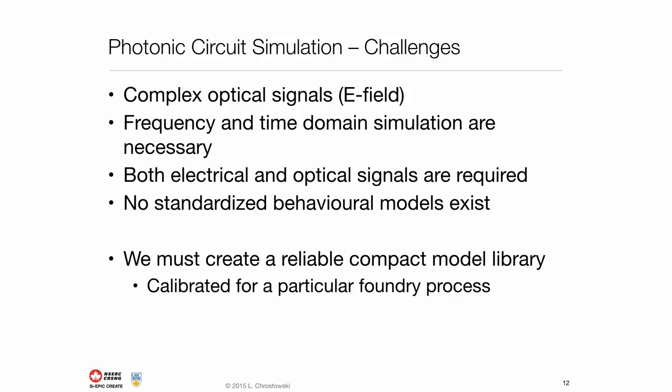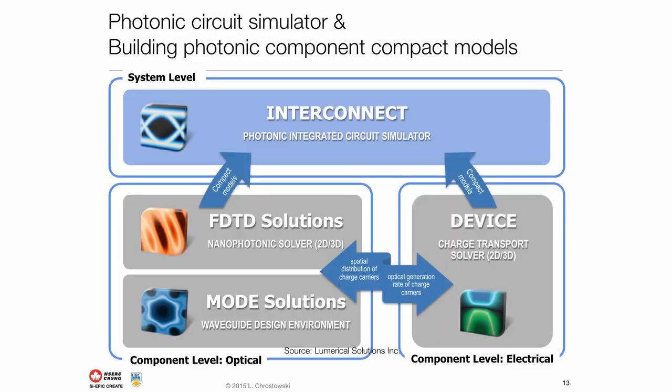Despite these challenges, we need a reliable, compact model library. The libraries need to be built and calibrated for each foundry process, just like in the electronics industry. We can build compact models from either experimental data, from simulations, or a combination of both. This diagram illustrates the physical simulation tools available from Lumerical Solutions that can be used to simulate optical and electro-optic components. The simulation data is used to create models in Lumerical Interconnect for photonic circuit modeling.